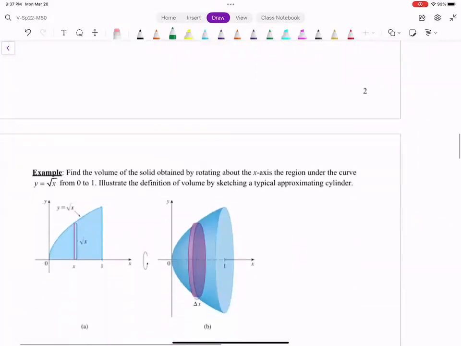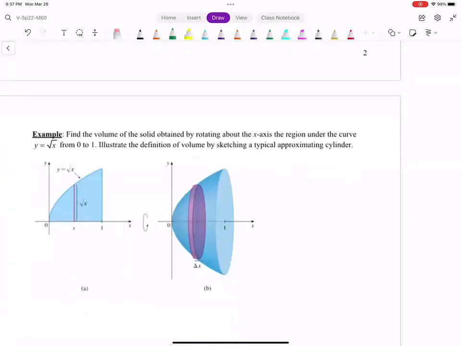Let's take an example here. Find the volume of the solid obtained by rotating about the x-axis the region under the curve y equal to the square root of x from 0 to 1. Illustrate the definition of volume by sketching a typical approximating cylinder. What curve it is made up of, and what axis it is rotated about, is important.